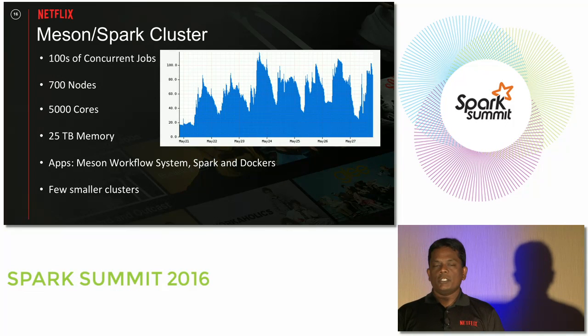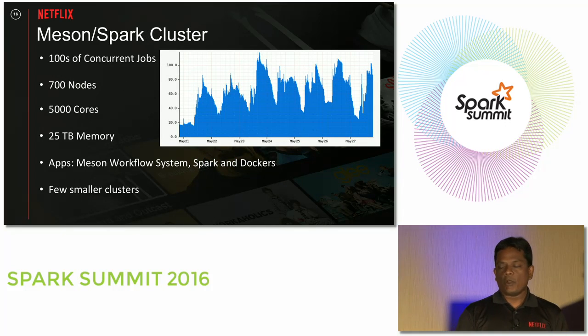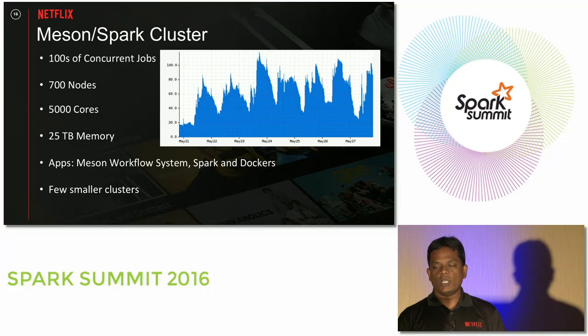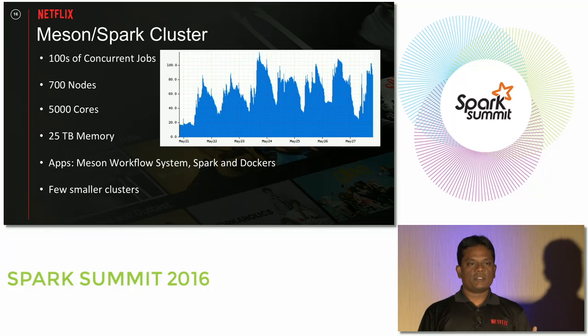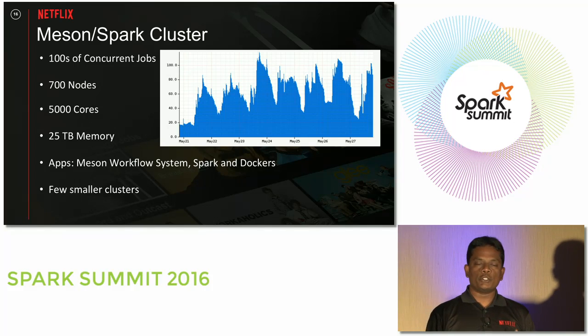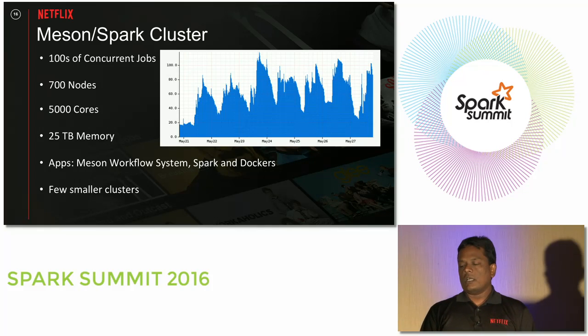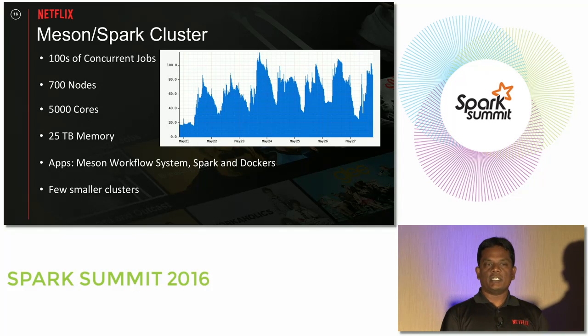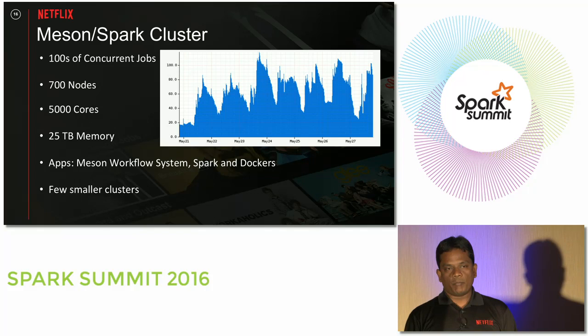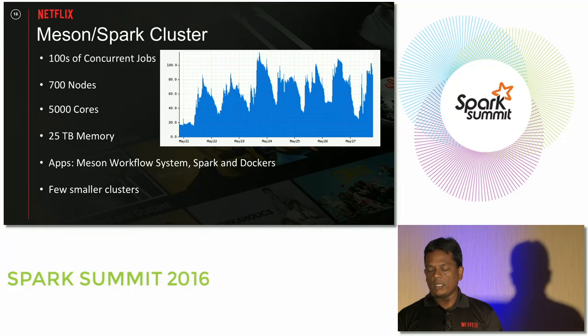So where are we on our journey? Meson has been in production for over a year now. Mesos and Spark have helped us a lot. Meson allows our algorithm engineers to use Spark along with other technologies that they have, leveraging the existing investment that Netflix has. A lot of these pipelines are moving over to Spark, partially or completely.